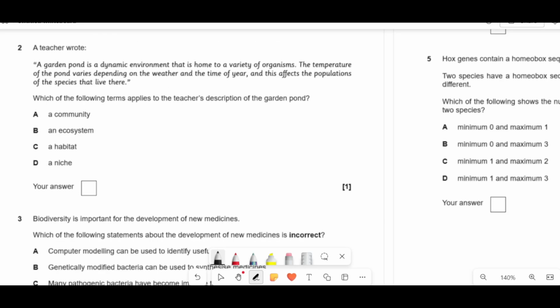A teacher wrote that a garden is a dynamic pond that is home to a variety of organisms. The temperature of the pond varies depending on the weather and the time of year, and this affects the populations of the species that live there. Which of the following terms applies to the teacher's description of the garden pond?